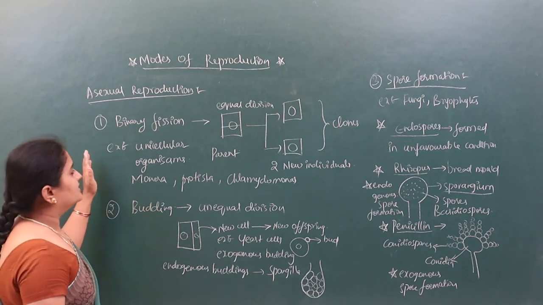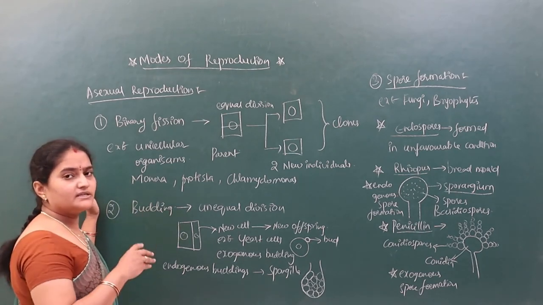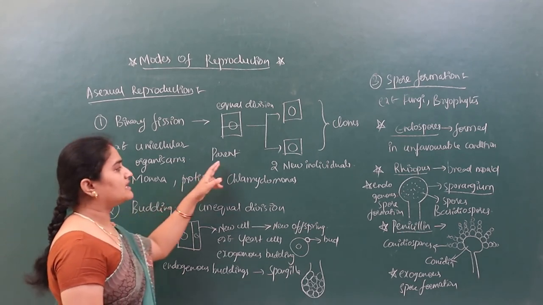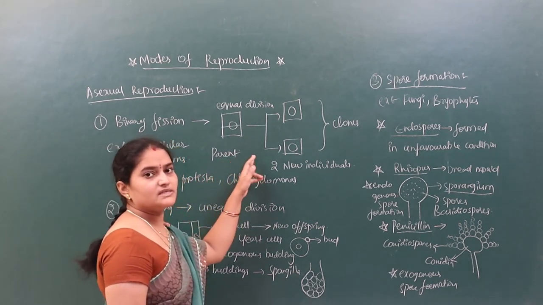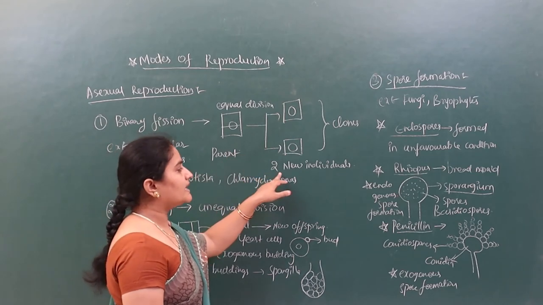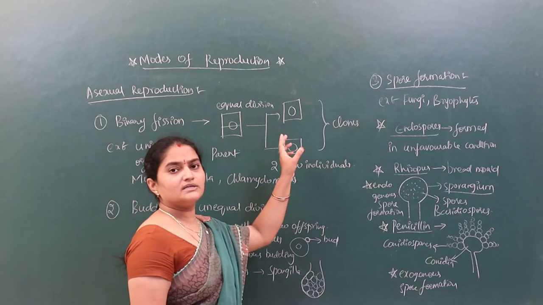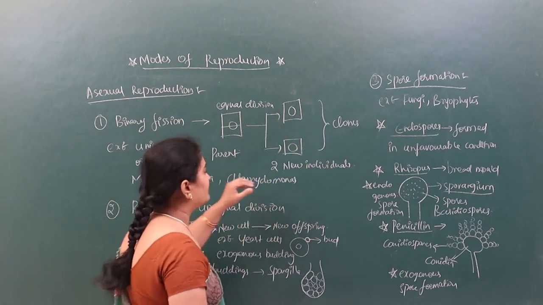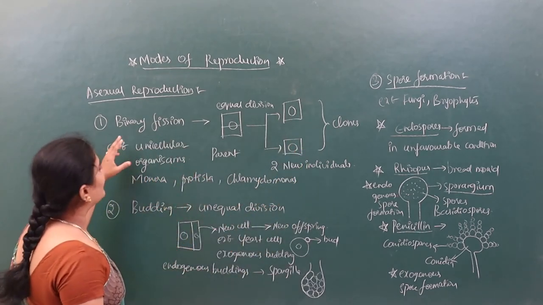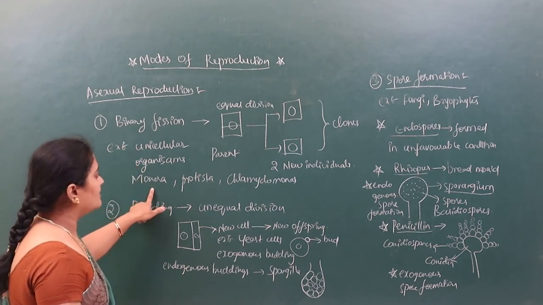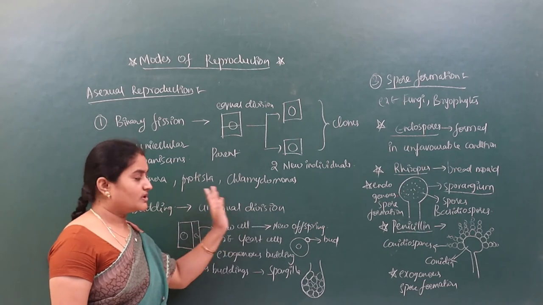Asexual reproduction, we discussed with three steps. In that, the first one is binary fission. Here the parent cell undergoes a division process, a mitotic process, and gives rise to new individuals. These two are similar to each other, that's why we call them clones. Examples include unicellular organisms like Monera, Protista, and Chlamydomonas.